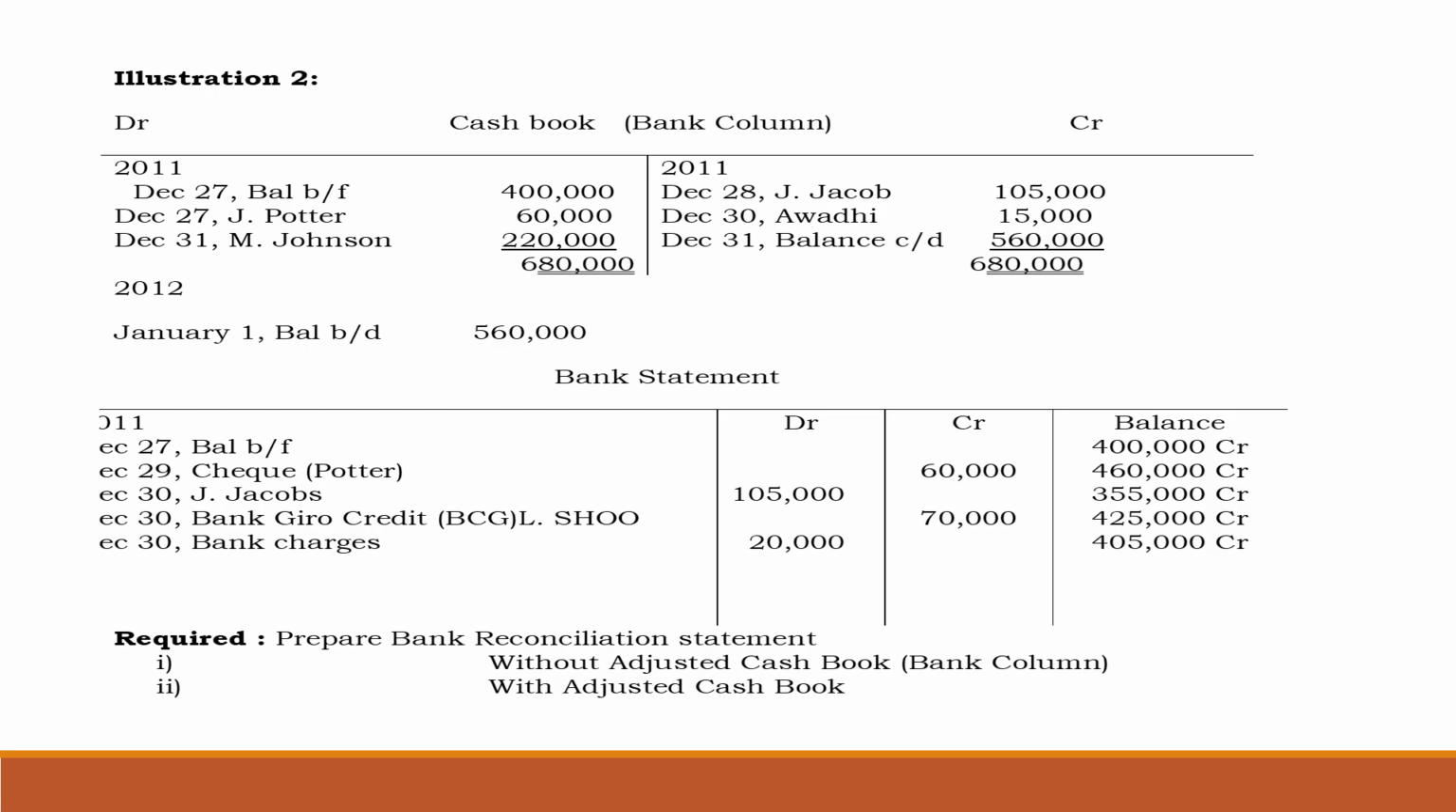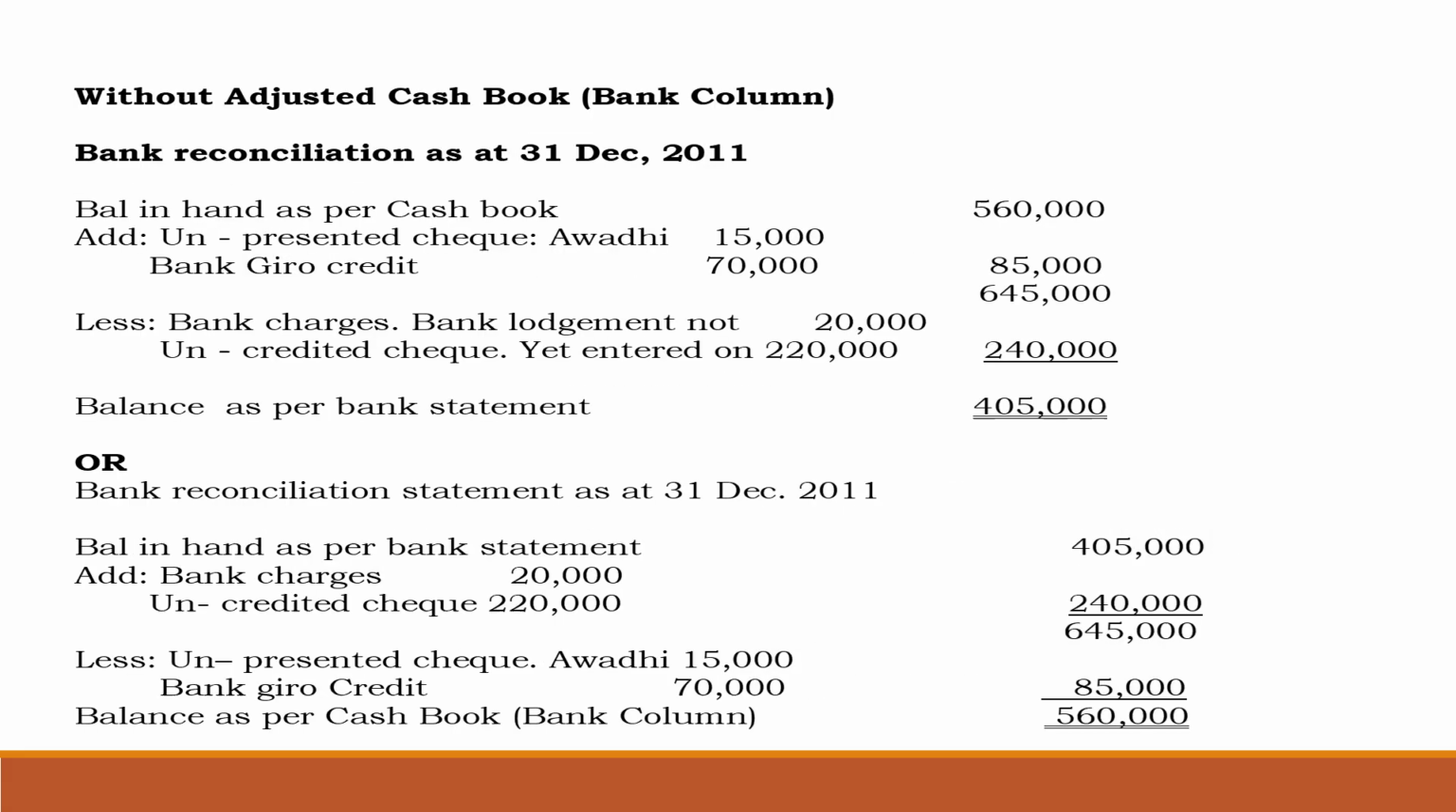In this case, we may adjust the cash book before we make a bank reconciliation, or we may make a bank reconciliation before making an adjustment. Let us use both examples. If we start with a bank reconciliation without making an adjustment, we take the balance in hand as per cash book, 760. We add the unpresented check, Awadi 15, and the Giro 70. So this makes 85.